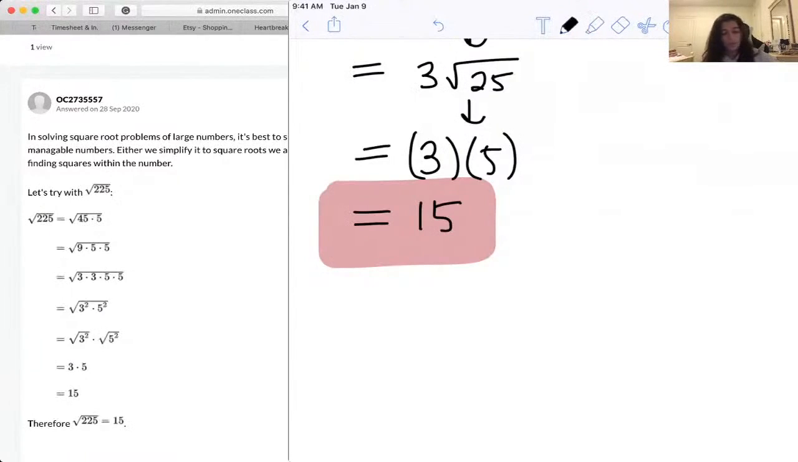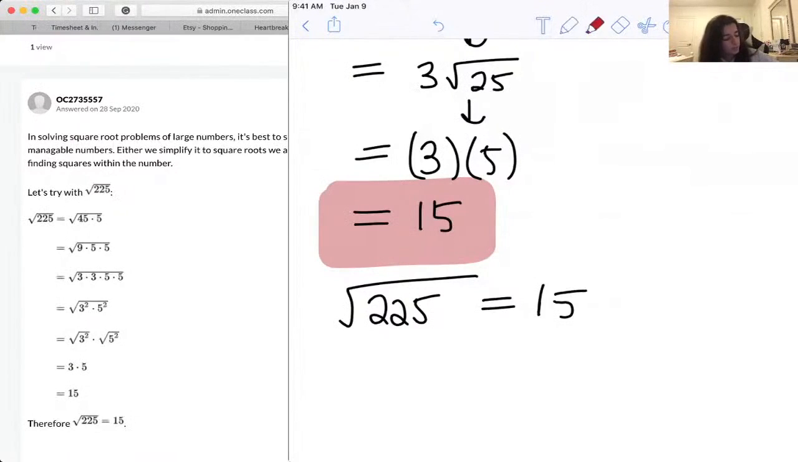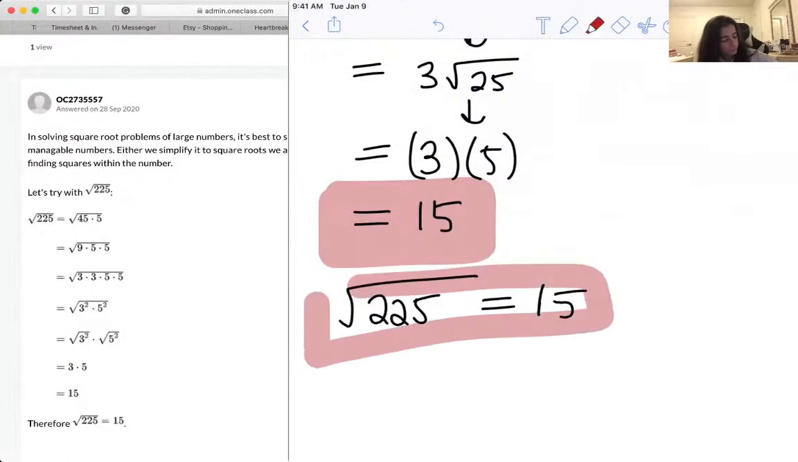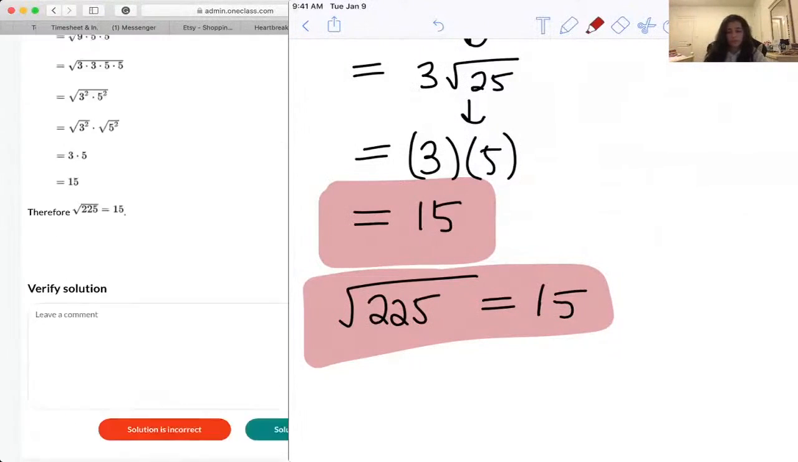So that is our final answer. We can also write this as the square root of 225 is equal to 15 as our final answer. That is that.